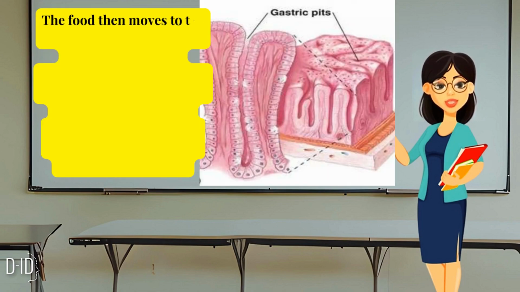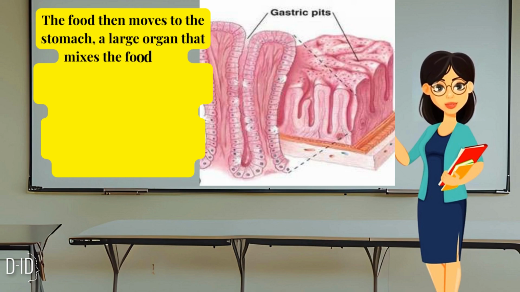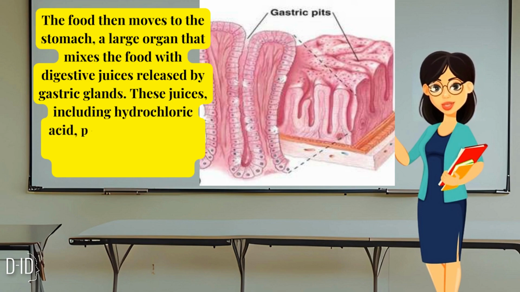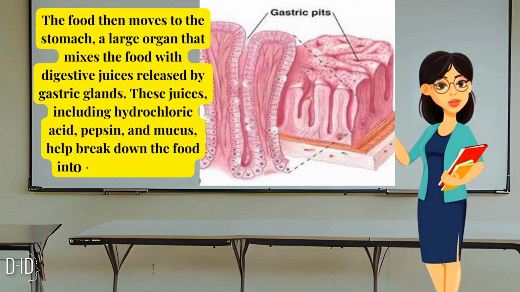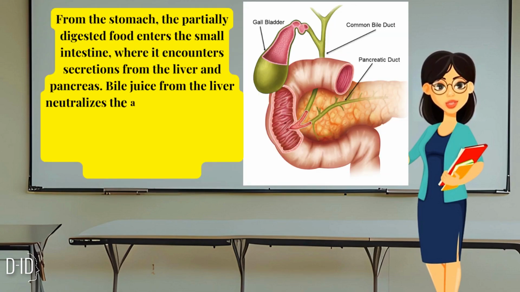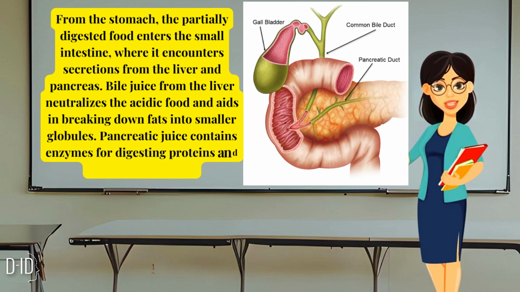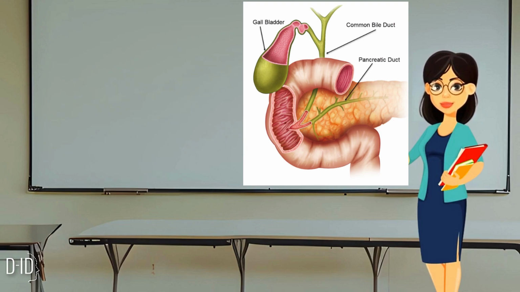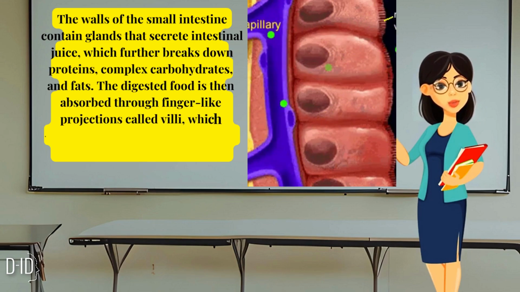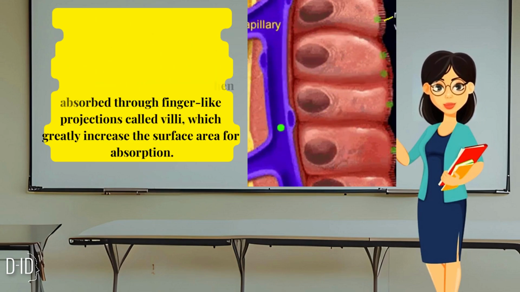The food then moves to the stomach, a large organ that mixes the food with digestive juices released by gastric glands. These juices, including hydrochloric acid, pepsin, and mucus, help break down the food into smaller particles. The walls of the small intestine contain glands that secrete intestinal juice, which further breaks down proteins, complex carbohydrates, and fats. The digested food is then absorbed through finger-like projections called villi, which greatly increase the surface area for absorption.